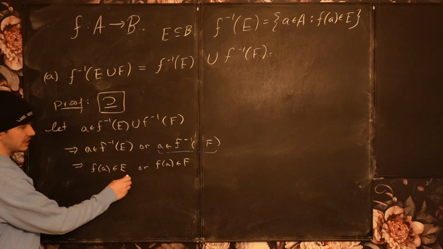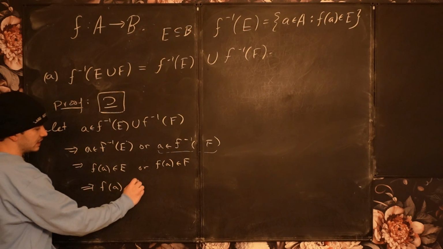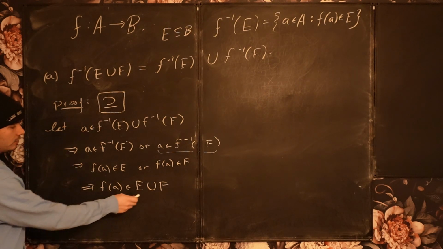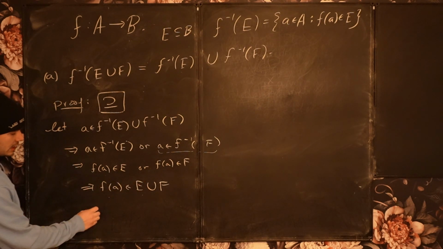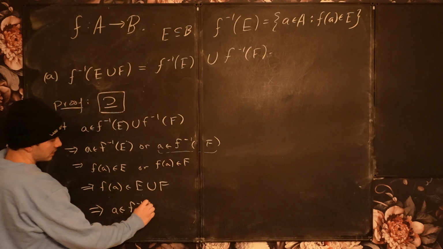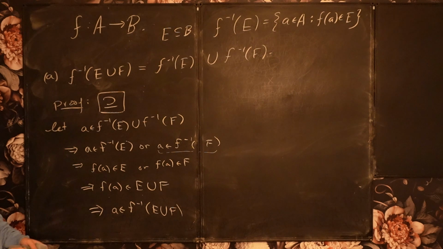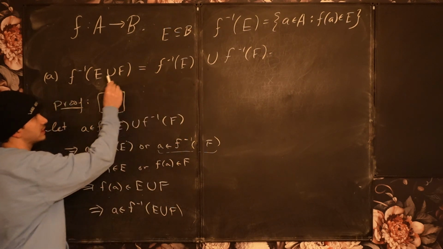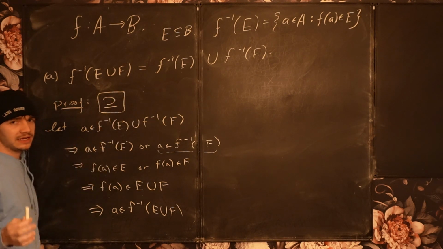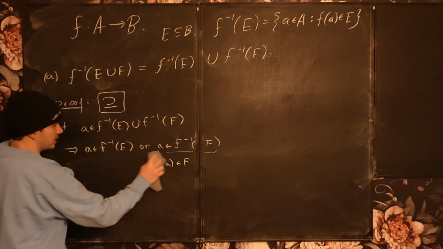So we have that f(a) belongs to E or f(a) belongs to F. Well, this just means that f(a) belongs to E union F, by definition of the union, again. And now we can apply the definition of the inverse function, and this tells me that a belongs to f inverse of E union F. And voila, this proves the other direction of the inequality. We've taken an arbitrary element in this set and shown that it must belong to this set. Therefore, since we've proven that both of these sets contain each other, they must be equal. Okay? That proves part A of the theorem.